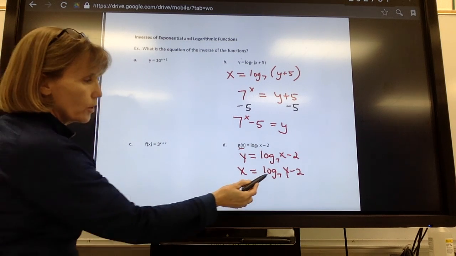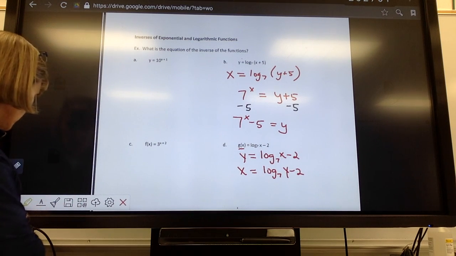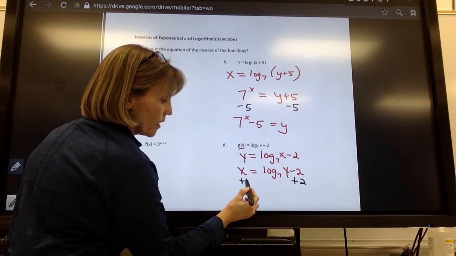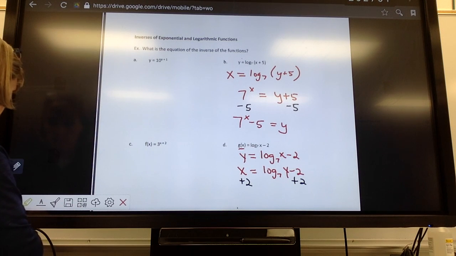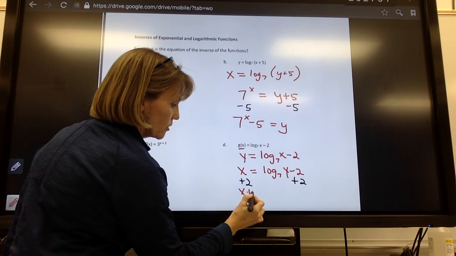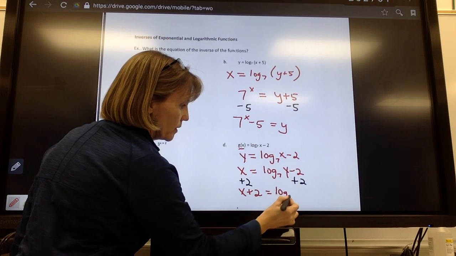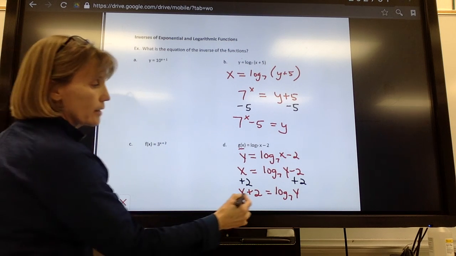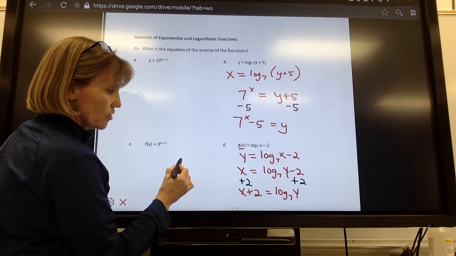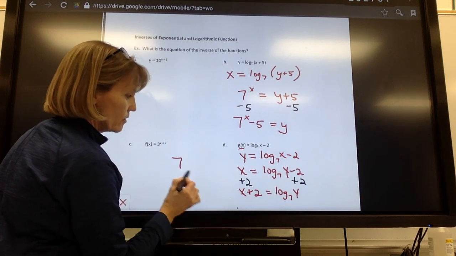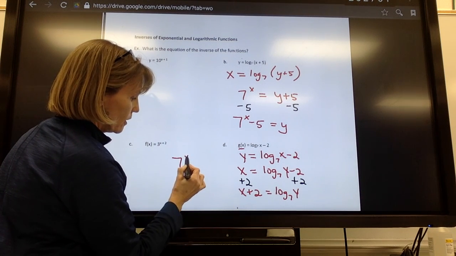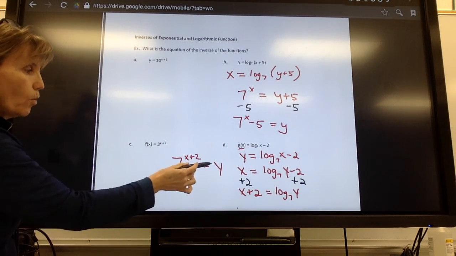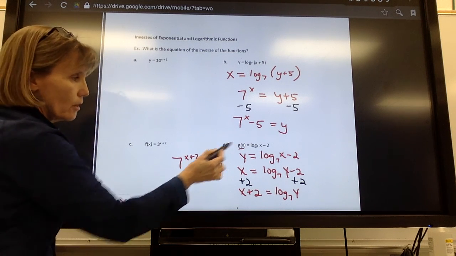Now this time I can't go into exponential form yet until I have the log isolated. I don't have the log part isolated yet, so I've got to add 2 to both sides. So I've got x plus 2 equals log base 7 of y. Now I can take it out of log form and write the exponential form. It's log base 7, so it's 7 raised to the x plus 2, which is equal to y. We've got y by itself. This is the inverse of that equation.